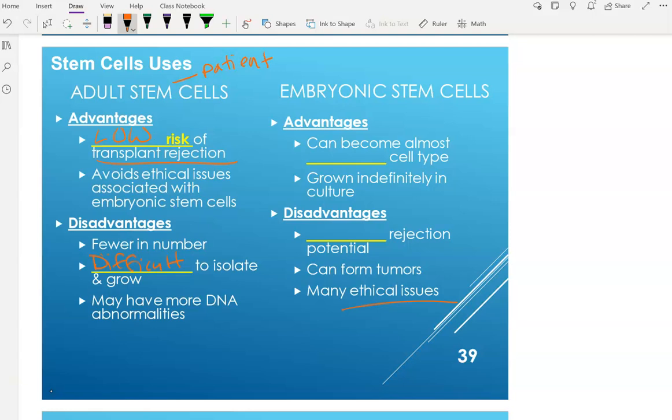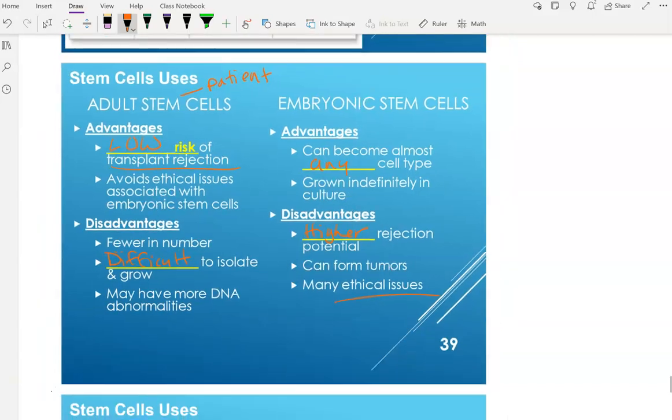However, these are very easy to work with because they can become almost any type of cell. They're very easy to grow. However, there is a higher risk of rejection because if you're getting those cells from an embryo and putting them into a patient, it's kind of the same idea as an organ transplant. They could be rejected, and there could be some other issues associated with it. So again, pros and cons to both types of stem cells.